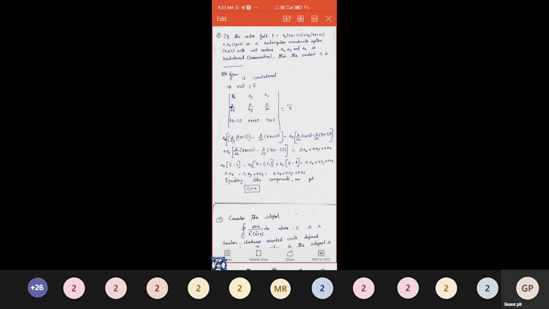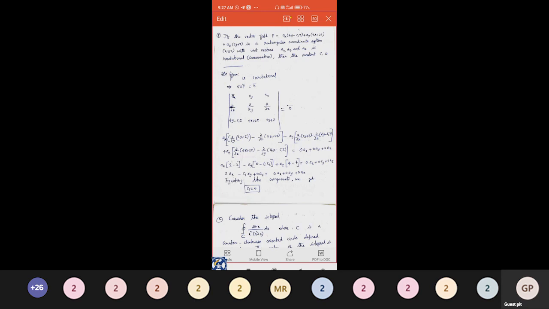Yes, let us solve one more problem from vector calculus. If the vector field F equals A suffix x into 4y minus c1z plus A suffix y, 4x plus 2z plus A suffix z, 2y plus z in a rectangular coordinate system x, y, z with unit vectors ax, ay, az is irrotational, then find the constant c1.